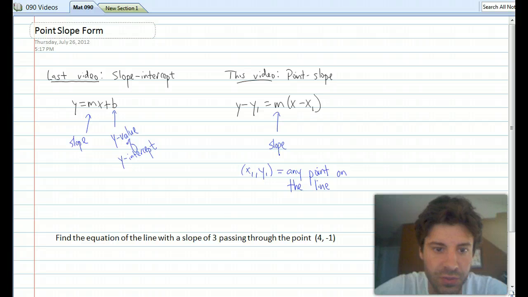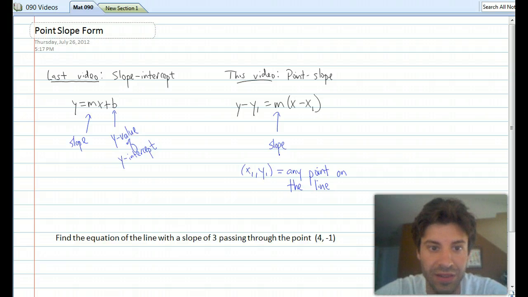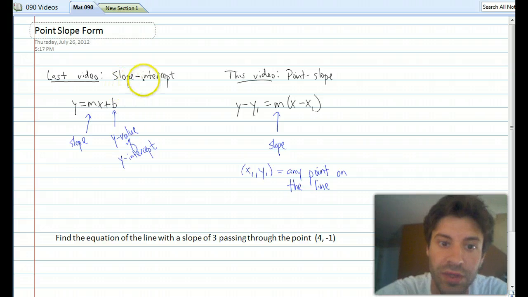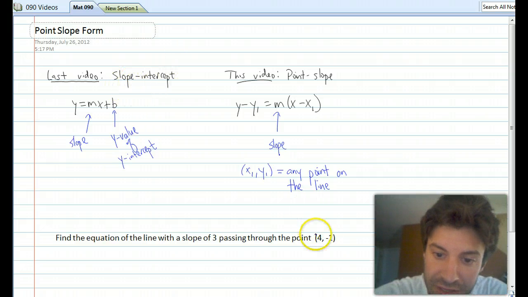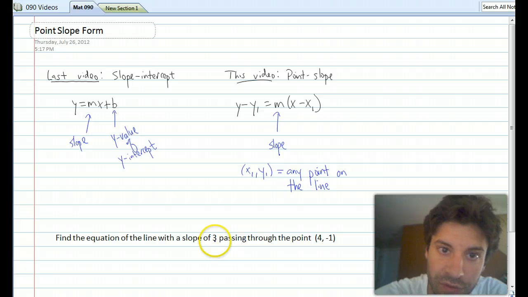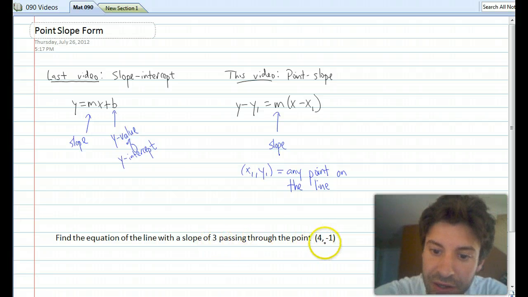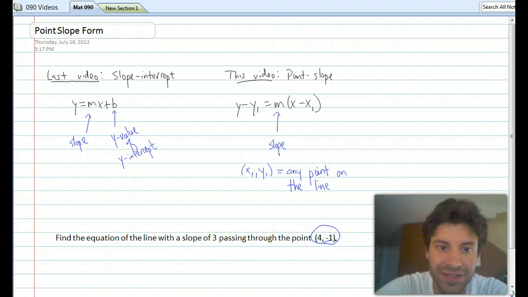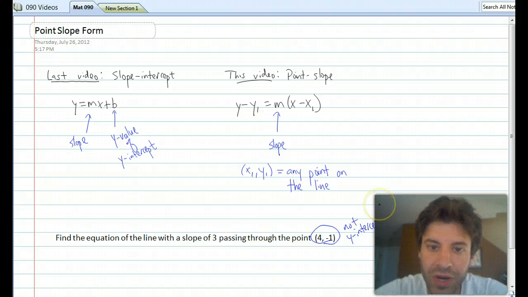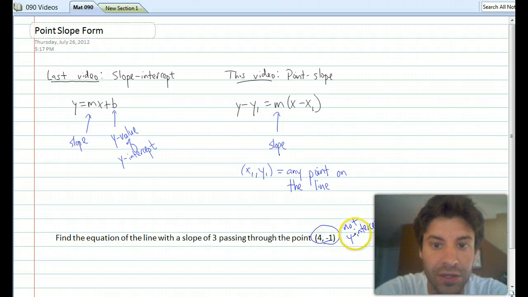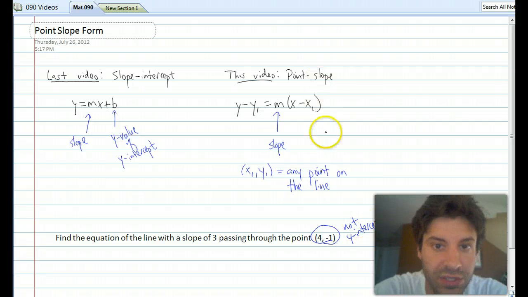Let's consider this problem. Find the equation of the line with the slope of 3 passing through the point (4, -1). Now this is a little bit different than the problems we did in the last video where we used slope-intercept form. Because while we are given a slope of 3, we're given this point right here. And you'll notice that that is not the y-intercept. So we're not going to use slope-intercept form to find the equation of our line in this example, since this point is not the y-intercept. What we're going to use is point-slope form.